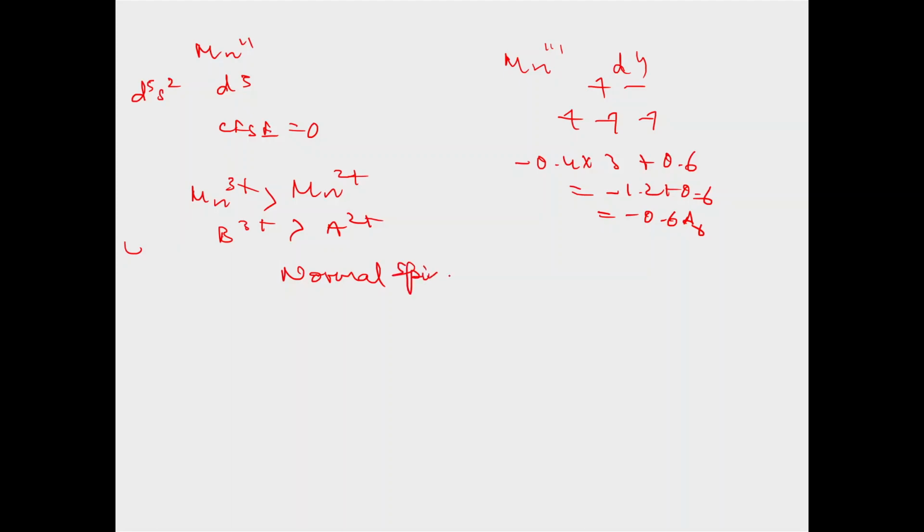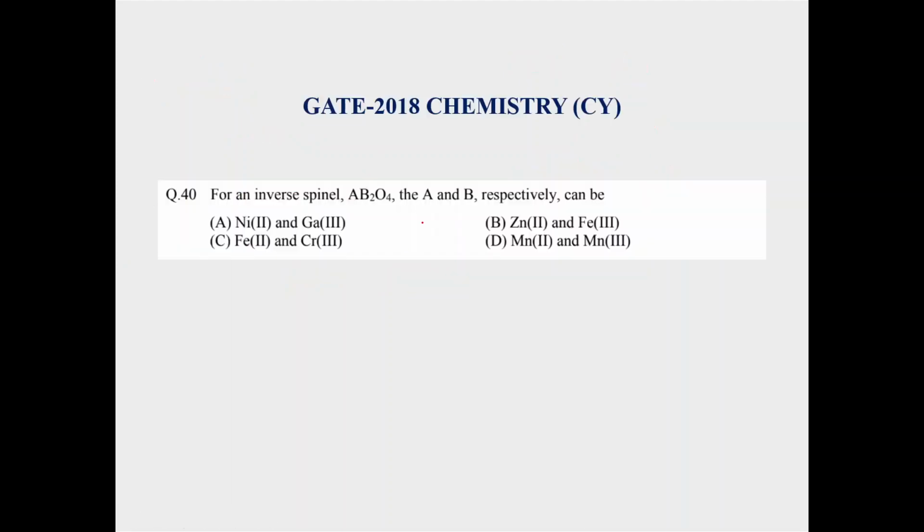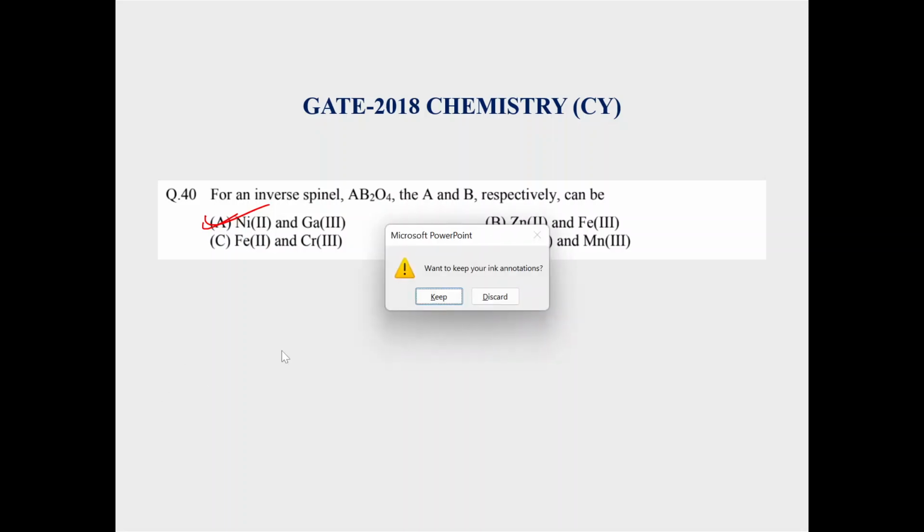So among the given options, we saw that B, C, D are having normal spinel structure. Just for option A, that is nickel 2+ and gallium 3+, we are getting an inverse spinel structure. So for question number 40, the correct option will be Ni2+ and gallium 3+. Is it clear? Yes, ma'am. Okay.